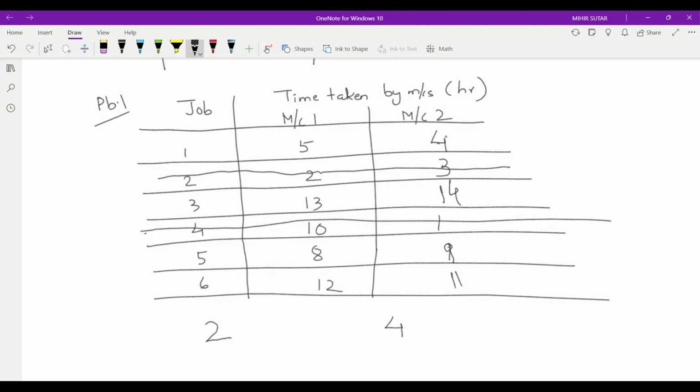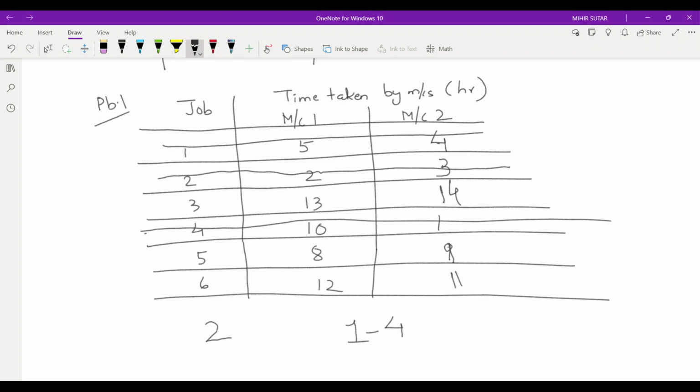Next, out of the remaining, tell me which one is the shortest time. I think this is 4. This 4 hour is the shortest time. It corresponds to your job number, tell me the job number. One. Job number 1 by machine 2. As it is consumed by machine number 2, we will start filling from the right hand side. Now we will place job number 1 here. Is it okay? Yes, ma'am. Okay. Now you cut the sequence.